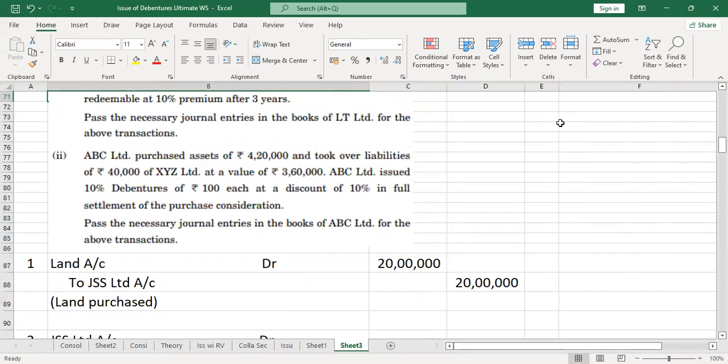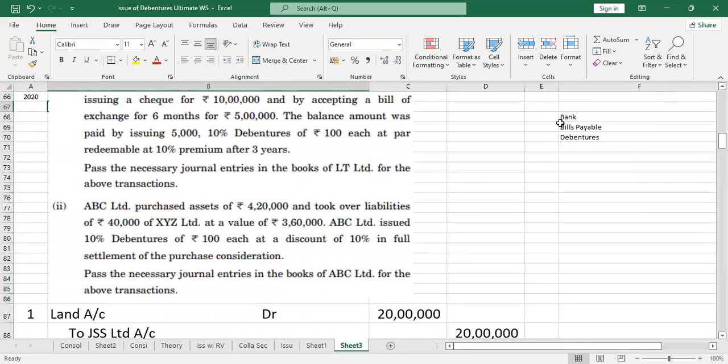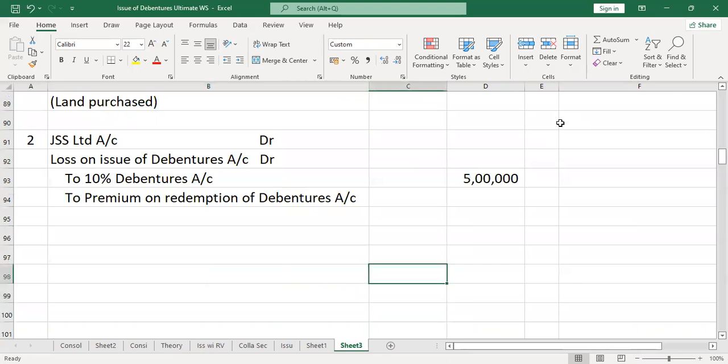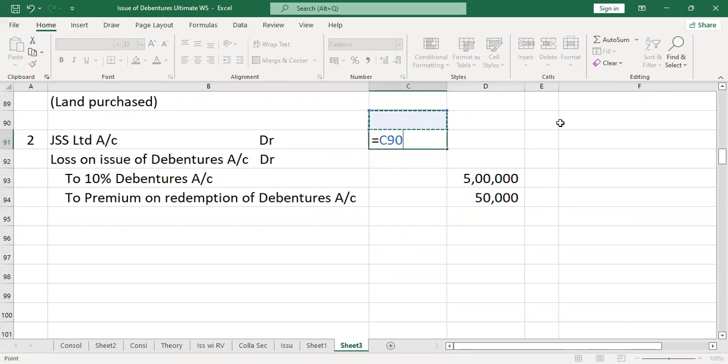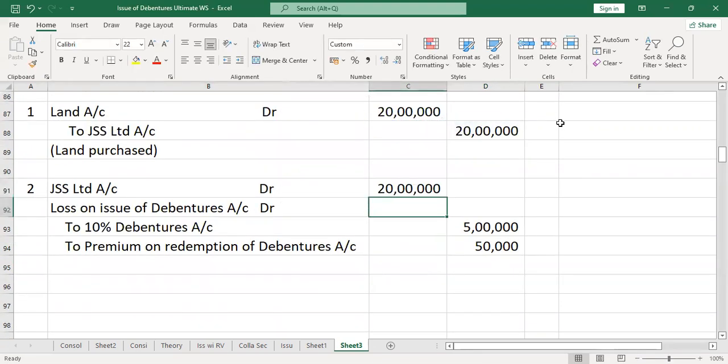How much was that, my dear children? We are going to redeem it at 10% premium. So for one debenture, we're going to give 10 rupees extra, 10% extra, right? So that will be 50,000. JSS Limited is always debited with the amount made due in the first journal entry, and the loss can be arrived at as the.